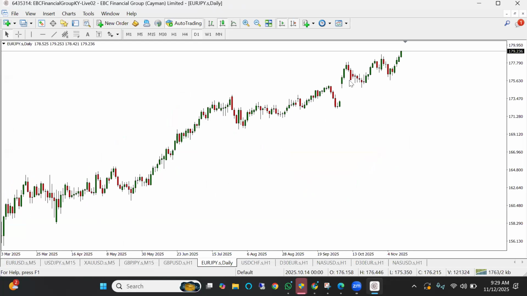So we have been seeing this beautiful upward trajectory to the upside. What do I mean by beautiful upward trajectory? Anytime price is going up, you begin to have what is called higher highs and higher lows. Can you see this? Higher highs, higher lows.